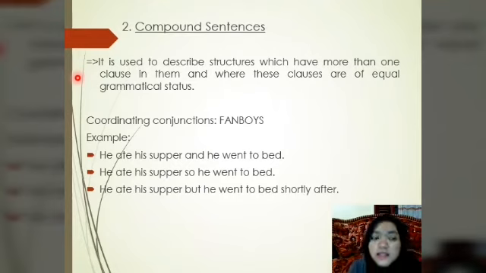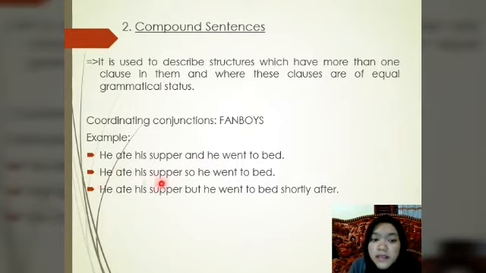Next, compound sentences. A compound sentence is a sentence that has at least two independent clauses that have related ideas. The independent clauses can be joined by a coordinating conjunction. F for, A for and, N for nor, B for but, O for or, Y for yet, and S for so. For example, he ate his supper and he went to bed. He ate his supper is an independent clause, and is a coordinating conjunction, and he went to bed is an independent clause.